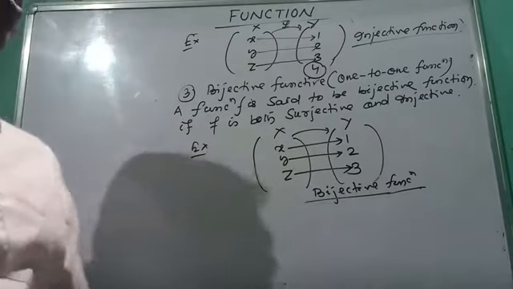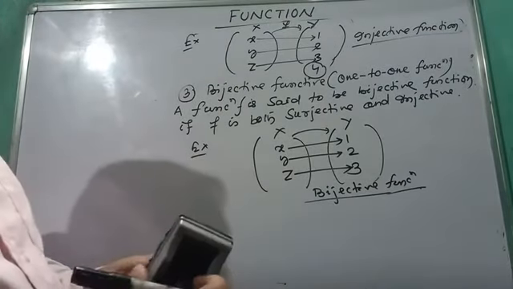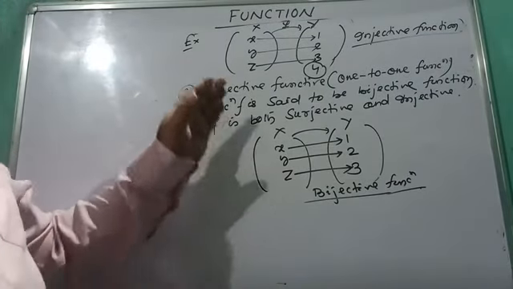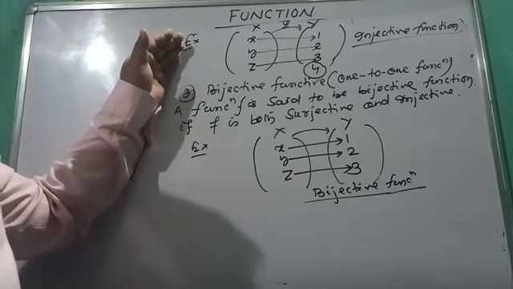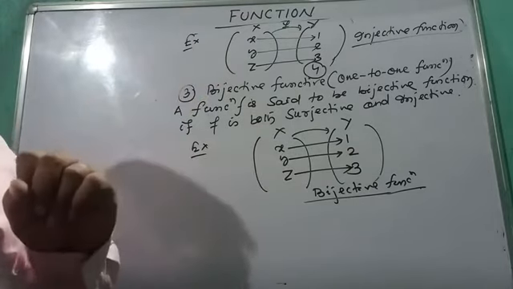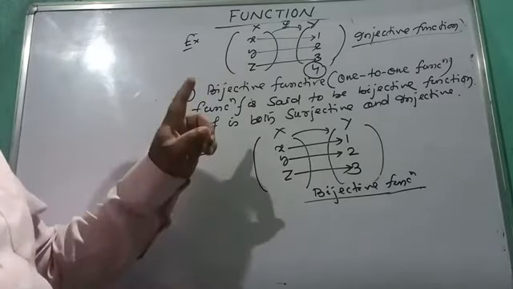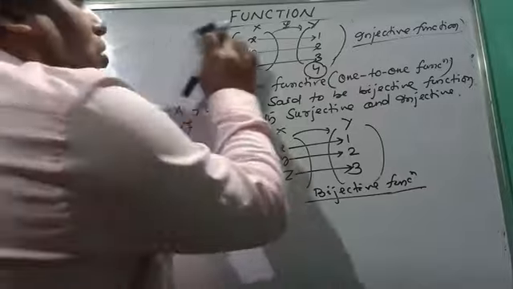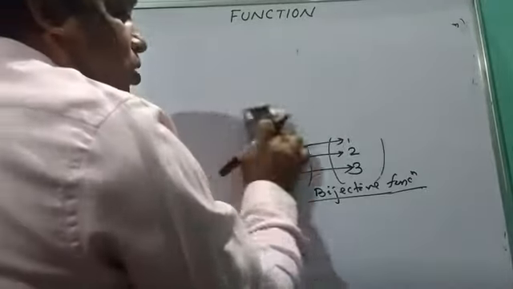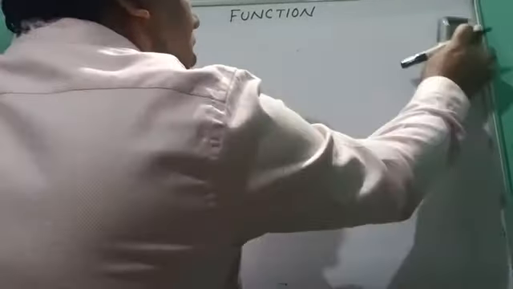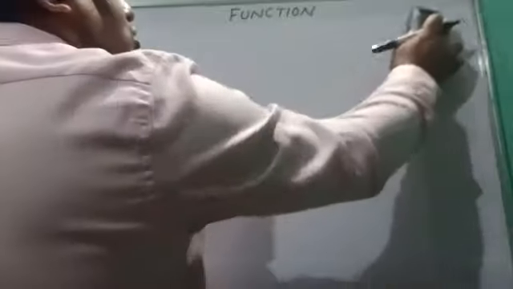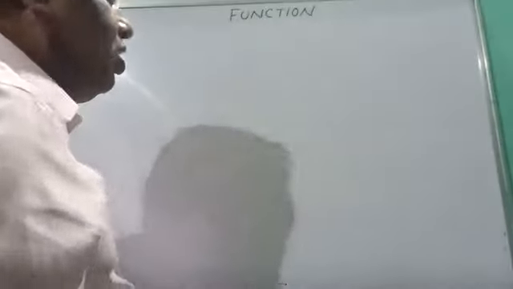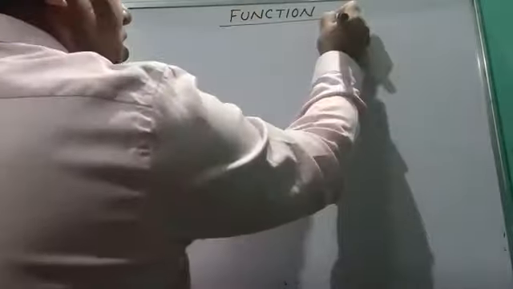So this is about the types of function. There are three functions in your syllabus. One is surjective, that is onto function. Injective means one-one, and both surjective and injective means the bijective function. So now we go to how we can test whether the function is surjective, injective or bijective.